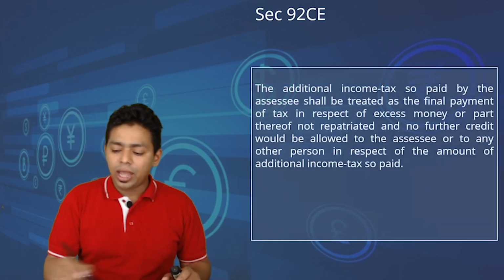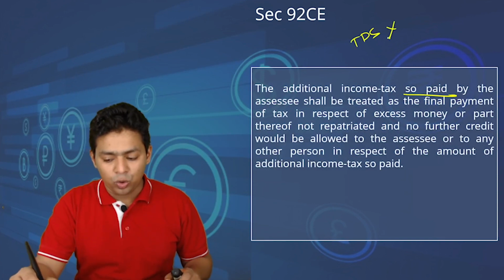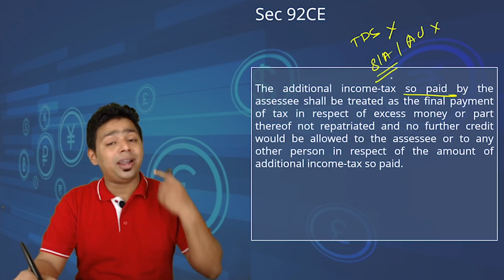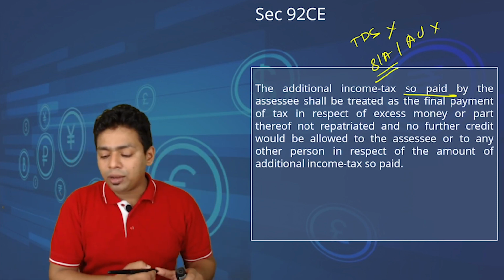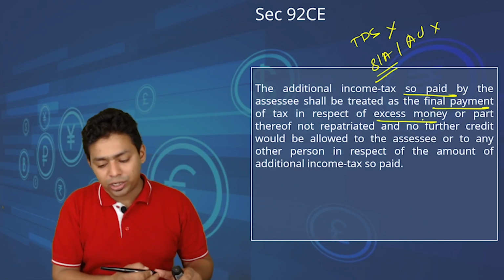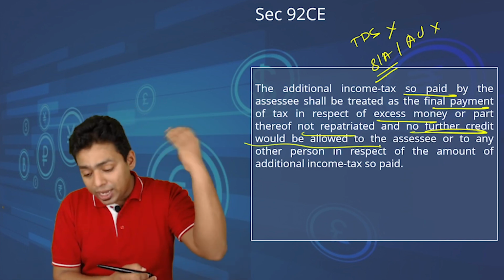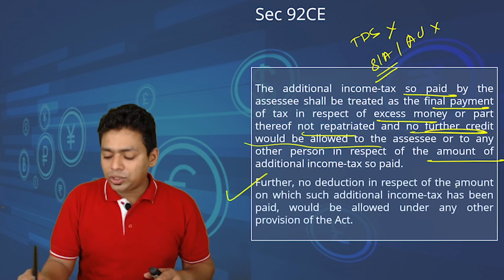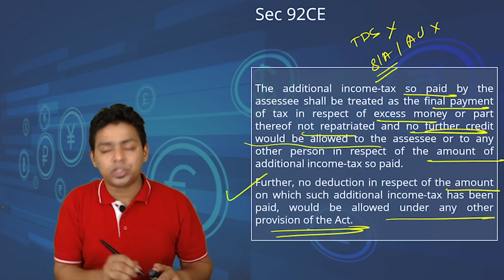The additional income tax paid, sir, is it like a TDS? Will somebody get credit? No. Sir, is it like a self-assessment tax or advance tax? No. This is additional amount of tax you have to pay and forget. Okay. So the additional income tax so paid by the assessee shall be treated as a final payment of the tax in respect of the excess money or part thereof, not repatriated, and no further credit would be allowed to the assessee or any other person in respect of such amount of additional income tax so paid. Further, no deduction in respect of amount on which such additional income tax has been paid would be allowed under any provisions of the Act.